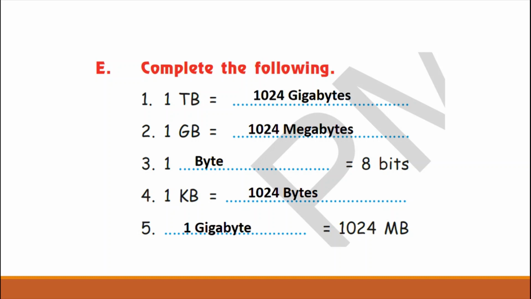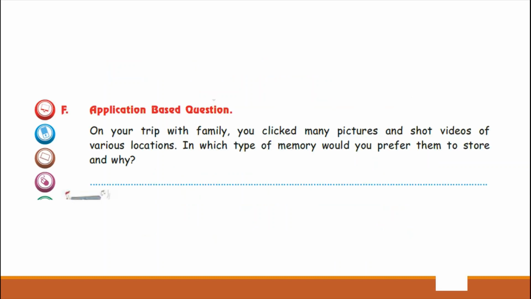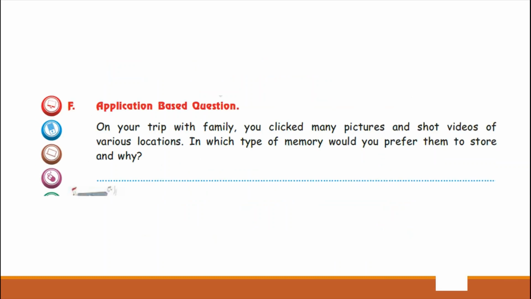Time for the last exercise. Your last exercise is Exercise F, application based question. And the question is, on your trip with family, you clicked many pictures and shot videos of various locations. In which type of memory would you prefer to store them and why?